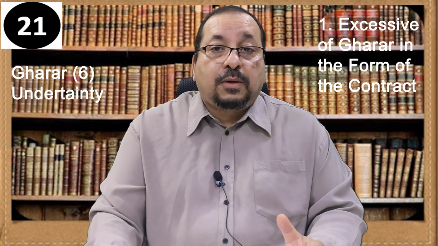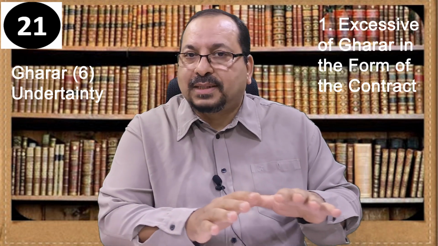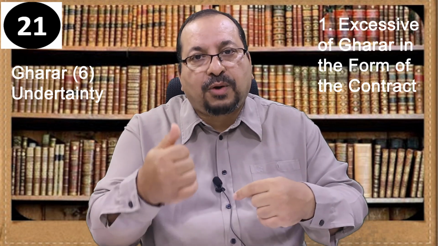Number one, expression of the contract, the sigha, the offer and acceptance. Number two, the subject matter, price and goods. And number three, the conditions that govern the transaction or the contract. So let's start with the first one. The gharar that exists in the sigha, or in the offer and acceptance, is related to the way that the offer and acceptance have been expressed. So it has nothing to do with the price, the goods, or the terms and conditions. It has to do with the offer and acceptance.